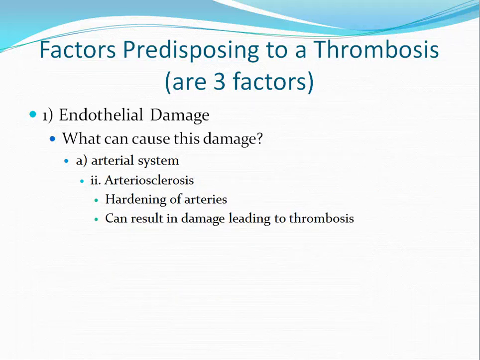Another cause of endothelial damage in the arterial system is arteriosclerosis, also known as hardening of the arteries. This can result in damage to the lining of the blood vessels, leading to the development of a thrombosis.